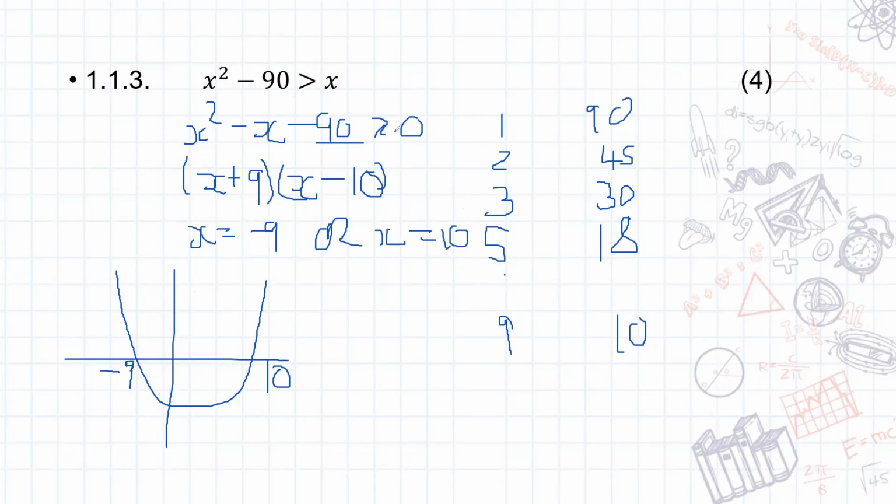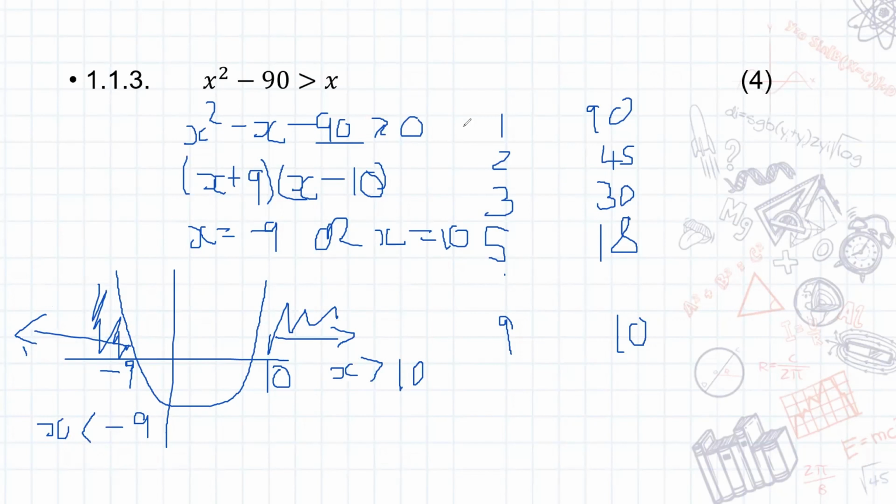Right, now it's saying greater than 0, which is above this line. So where's the graph above the line? It's over here, and it's over here. So what that tells me is that it's going to be in that direction and in that direction. So in other words, x is greater than 10, and x is less than -9. Cool.